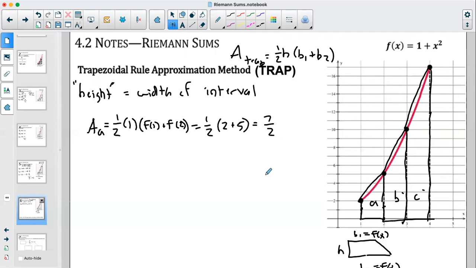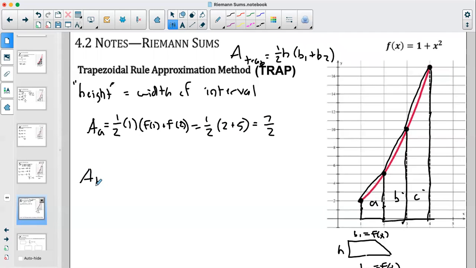So just to recap how I did that, I'm using the trapezoidal area formula. The 1/2 is the 1/2. The height in the formula for the trapezoid is the width of my interval, and that's all. And that's 1 in this case. And then the two bases in my trapezoid formula are like the f of x's at the ends of the interval. So I did f of 1, which was 2, and f of 2, which was 5. 1/2 times 2 plus 5 is 7/2.